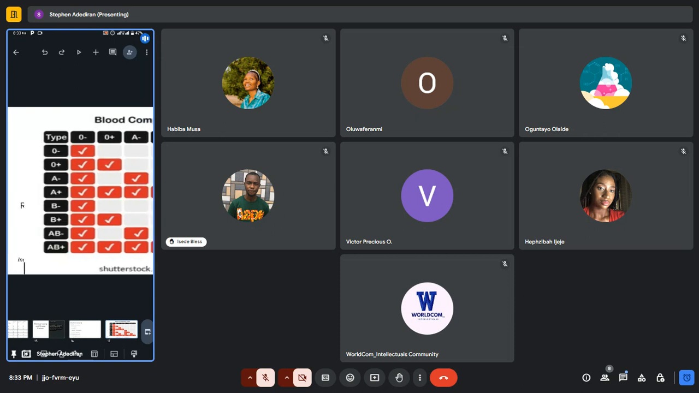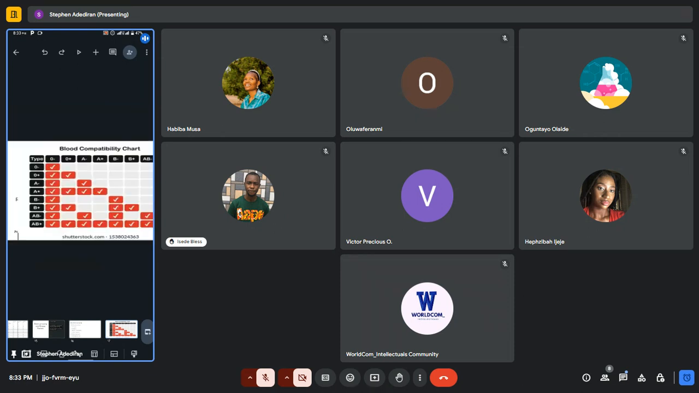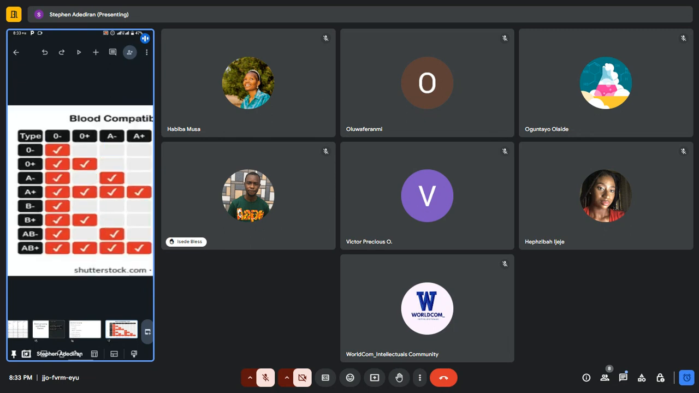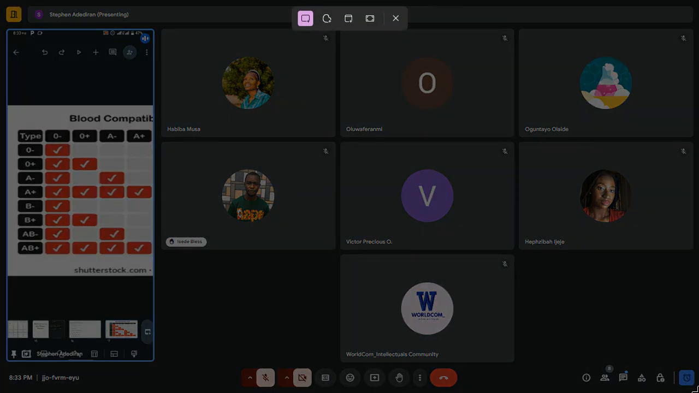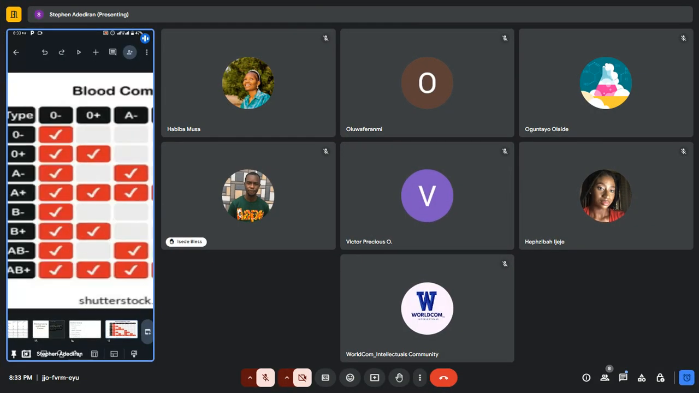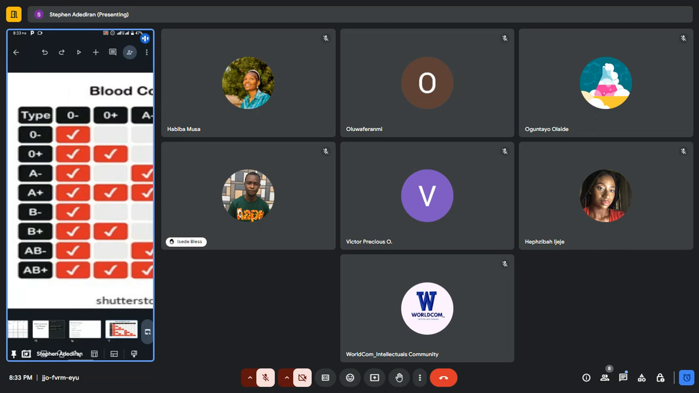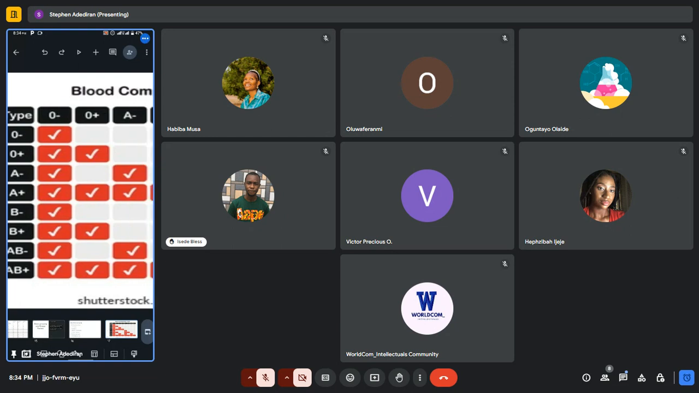So now the next one is just the compatibility chart. O negative is compatible with O negative here. Are you getting it? In fact, O negative can receive blood from every single blood group. So those of you that have O negative, you should count yourself lucky because you can receive blood from any source.